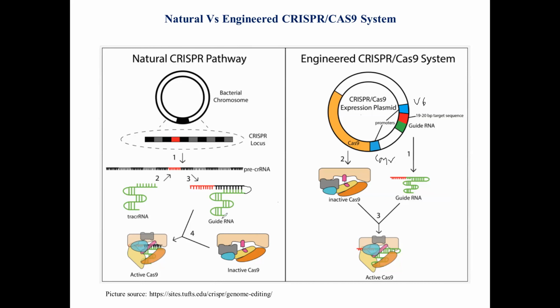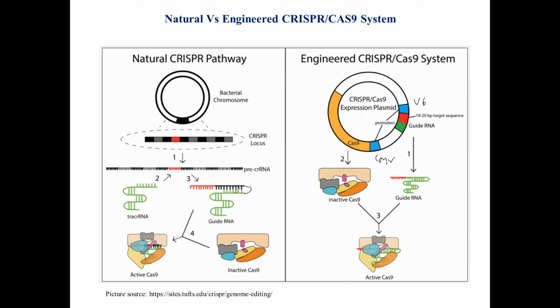Instead of expressing two separate pieces for the guide RNA, now we actually make a single piece of RNA. Can you see this one? It becomes one single piece just by adding some nucleotides and fusing them. When it becomes a single piece, the activity remains the same.